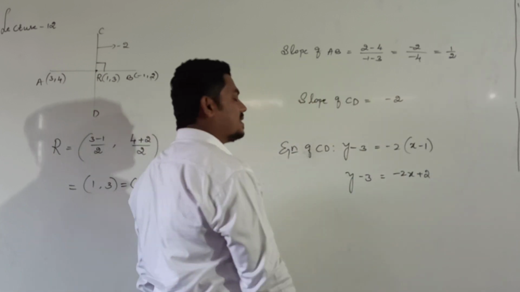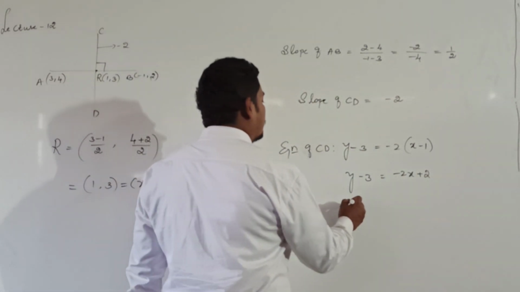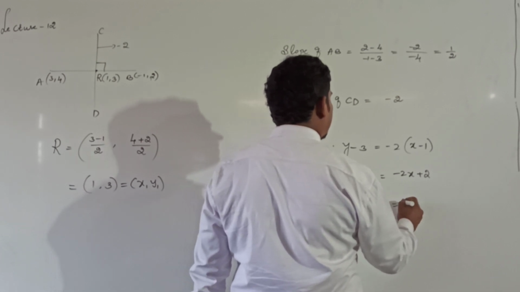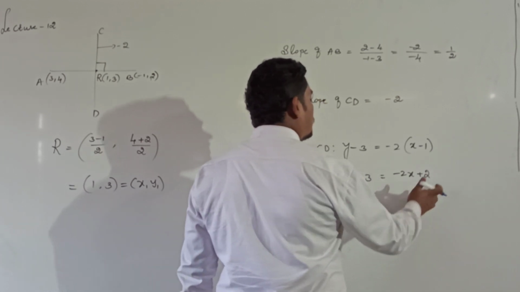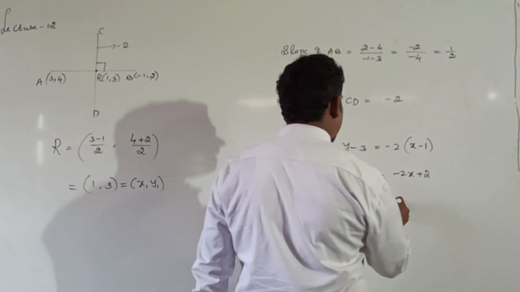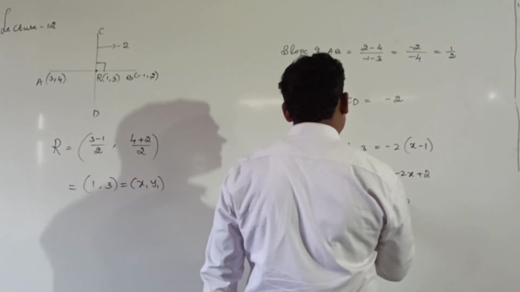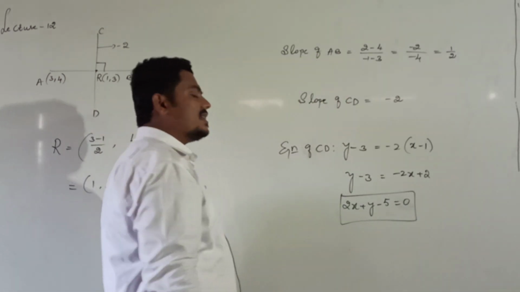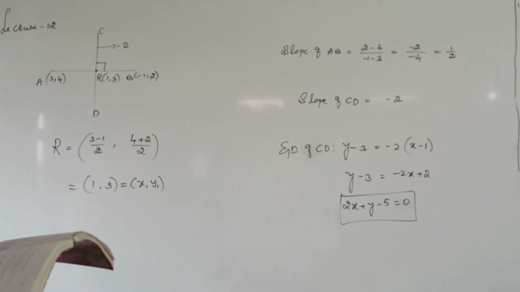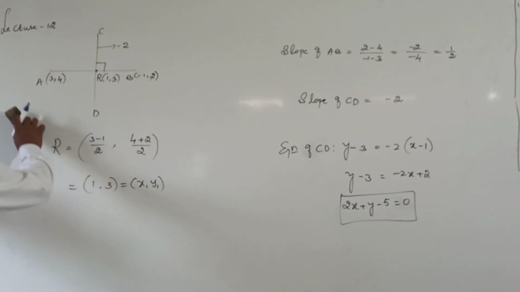Take these two terms into the LHS, right? Then it will be 2x plus y minus 1 equal to 0. Sorry. If you take this plus 2 into the LHS, then minus 2, it will be minus 5, right? Minus 5 equal to 0. This is the equation of the right bisector of the line joining the given 2 points.